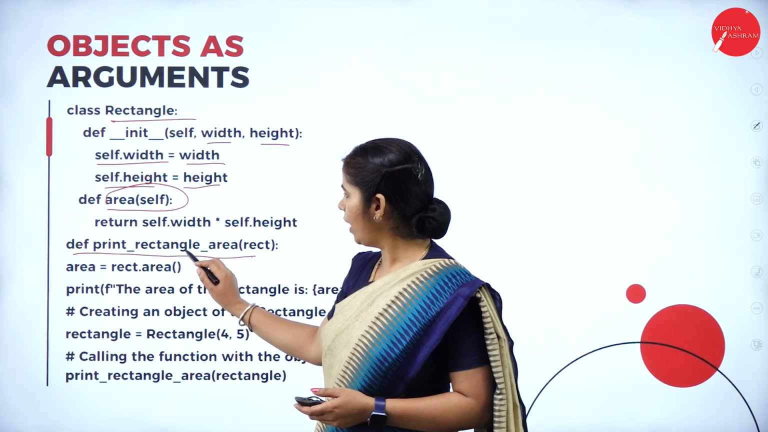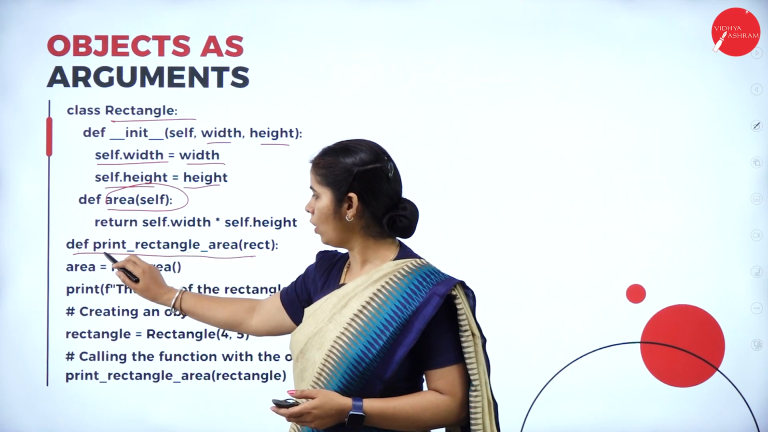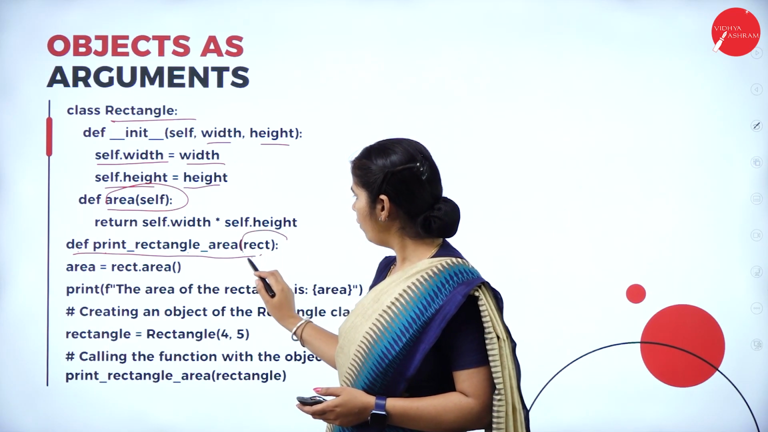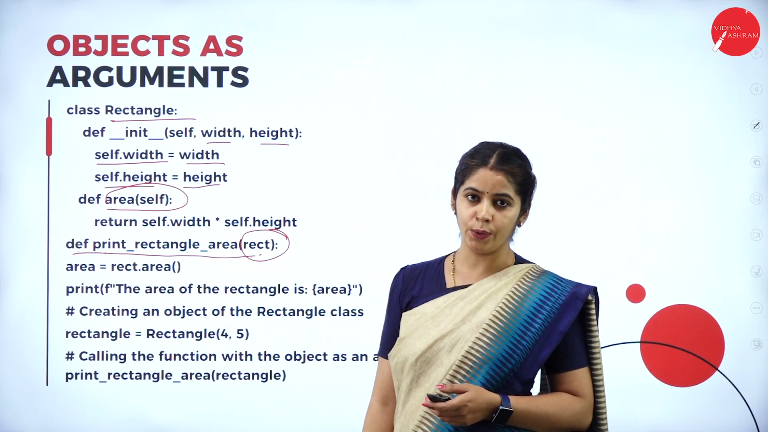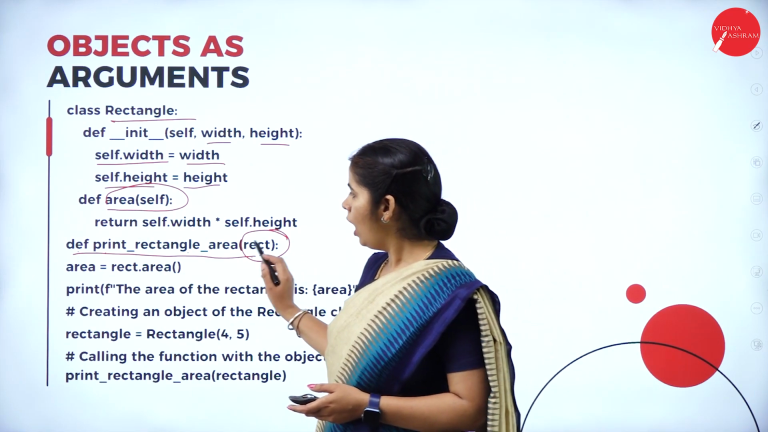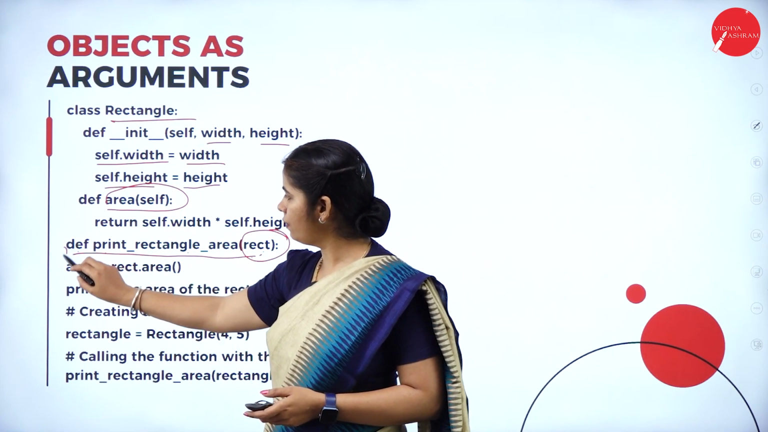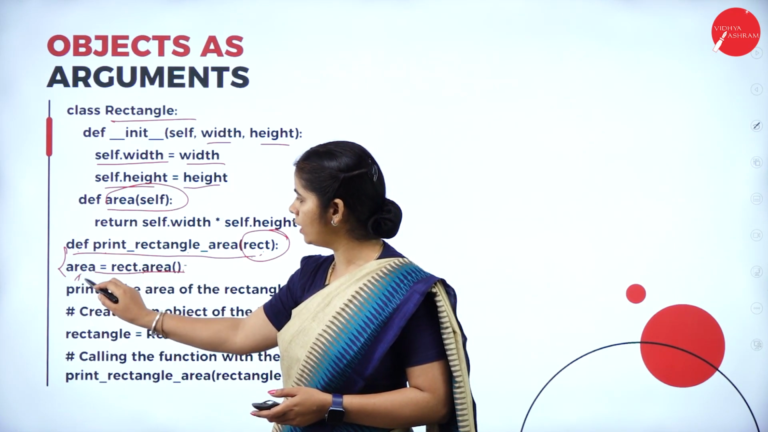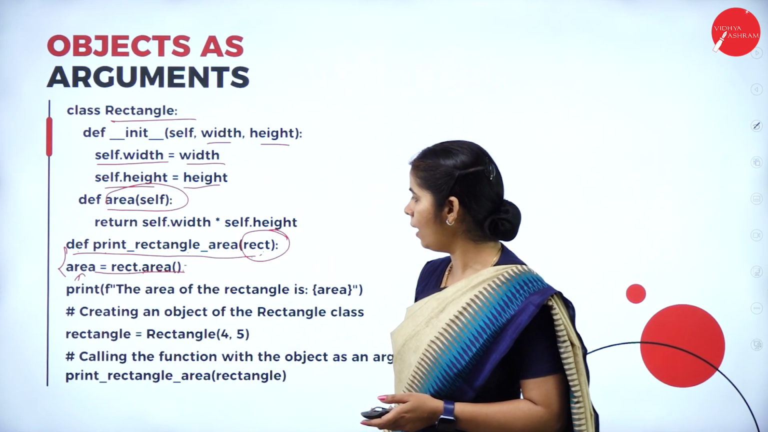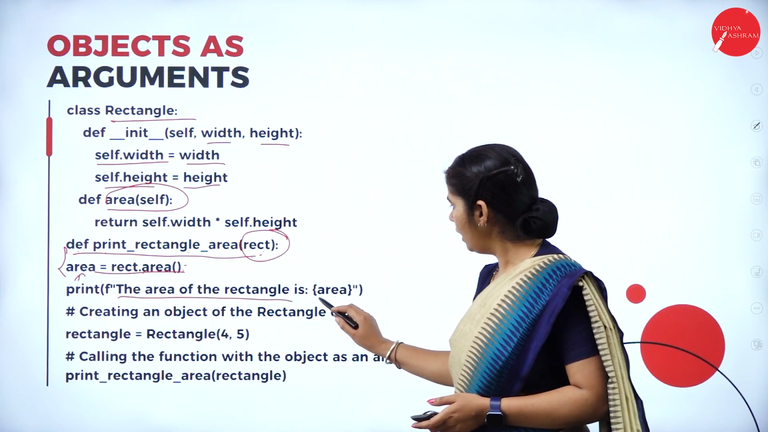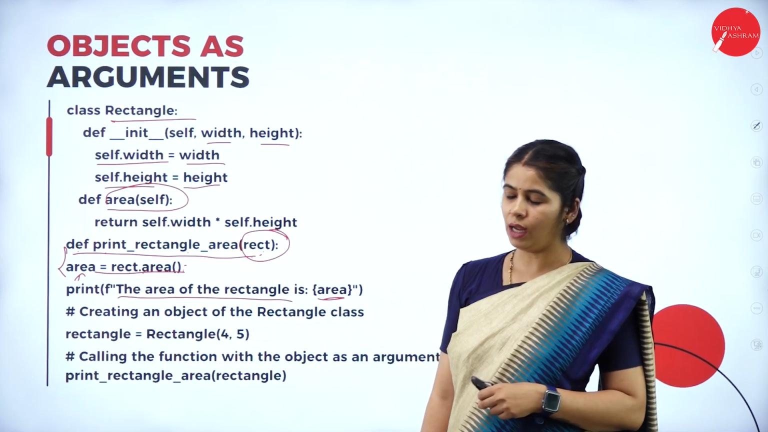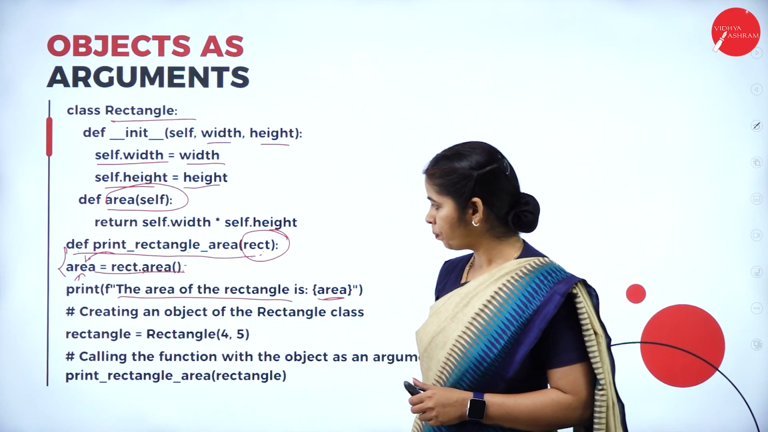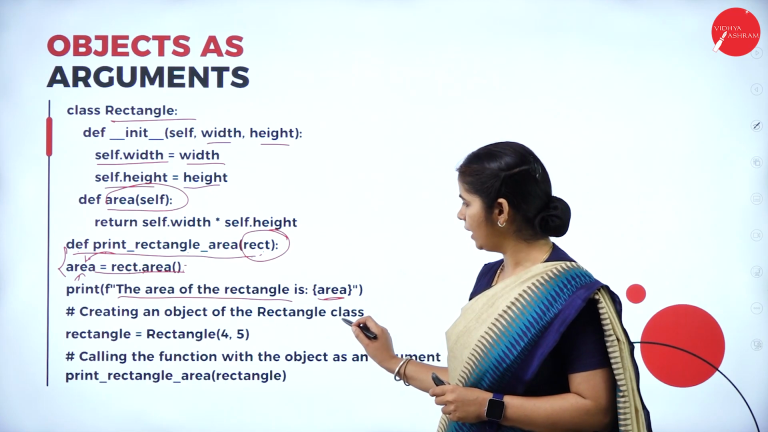Now we have to print the rectangle area. What do we have to print? We have created one method called print_rectangle_area. Here we have to pass one value. How are we passing that value? Within this function, we call rectangle.area, calculate the area, and store it in a variable called area. Then we print the area, because we have stored the result into area.